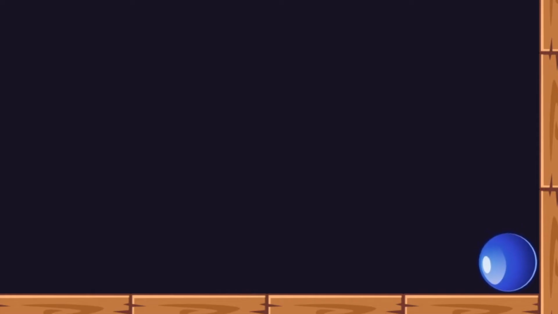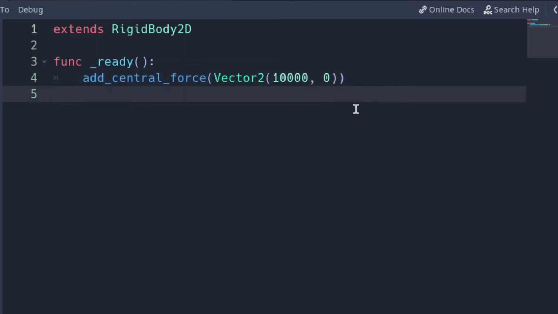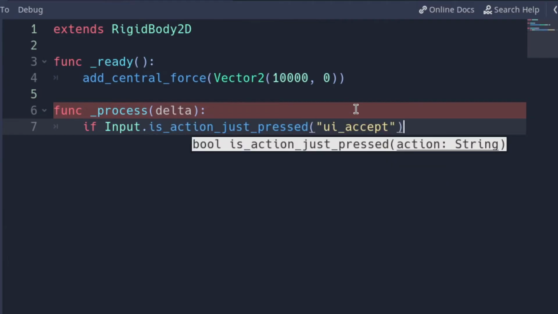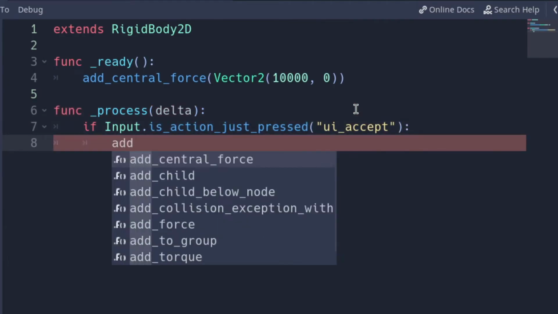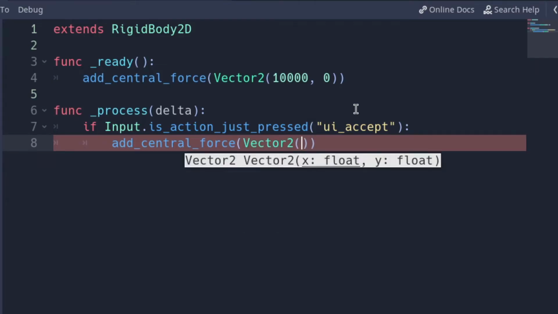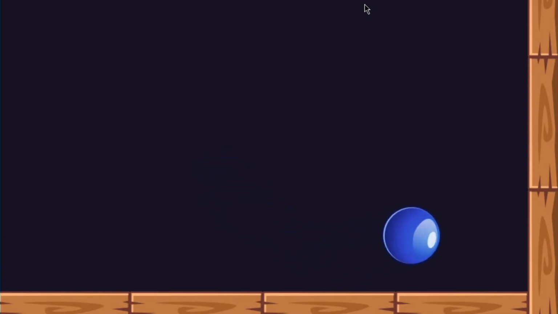So how do you cancel out this force? You can cancel out the force by creating a force of equal strength going into the opposite direction. To test this, let's add the process function and the input check again. And then let's add the add central force function again. But then let's have it go into the opposite direction. You'll see that the force gets cancelled out when we press the spacebar. And if we press again, then goodbye rigid body.